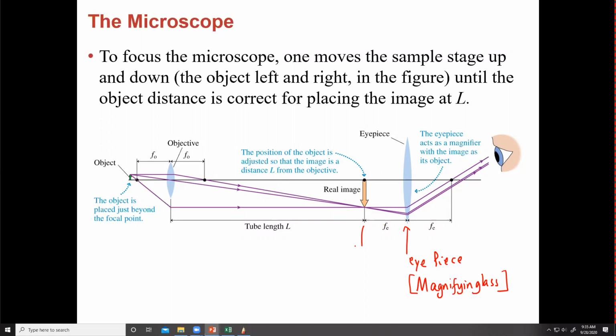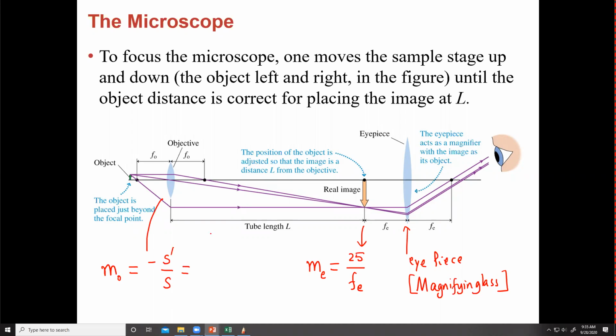That means the magnification of this one, ME, would be 25 over FE. So that's the magnification of eyepiece. Again, this acts like a magnifier, a magnifying glass. Now for this one, the magnification of the objective would be negative. That's from the definition, S prime over S.